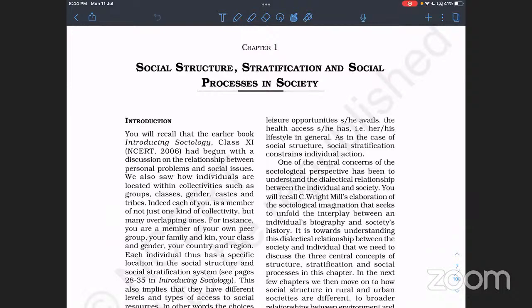So it's very important to understand this term social process because, as part of the social structure, we have different social institutions and they are interacting with each other, and how they are interacting is nothing but this idea of social processes. That interaction can be one of conflict, one of cooperation, one of collaboration, one of accommodation. It can be of different types.